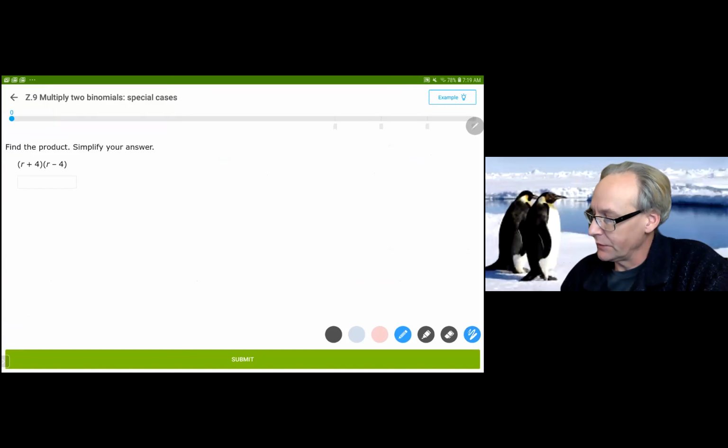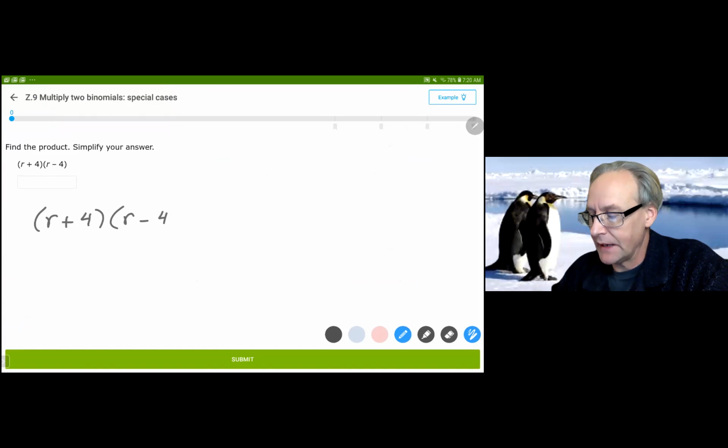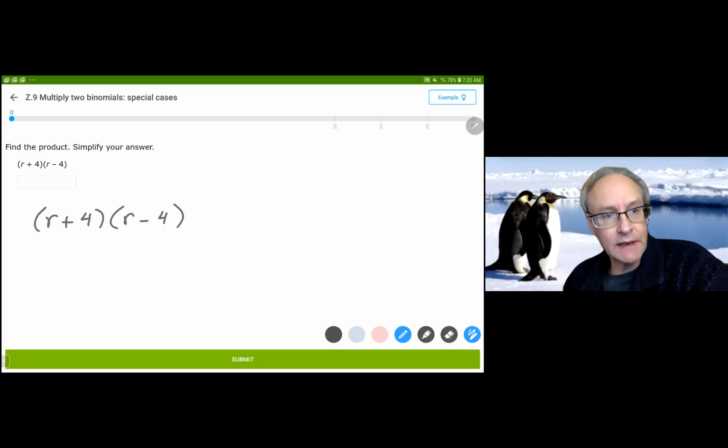Now, most people are going to use the FOIL acronym, unfortunately. And I say unfortunately because I'm going to show you a different methodology. But for right now, we'll go ahead and take a look at it. Now, what we're looking for, of course, are patterns. But let's start out by just multiplying these binomials normally.